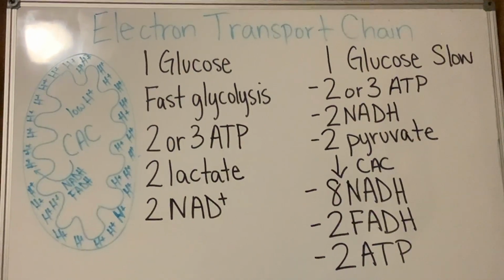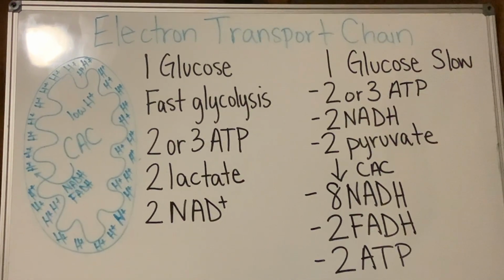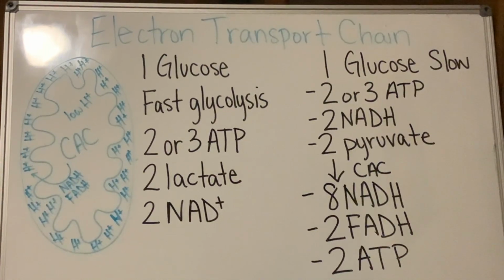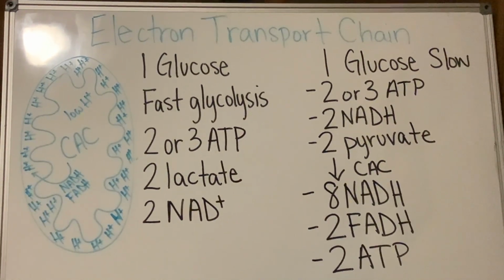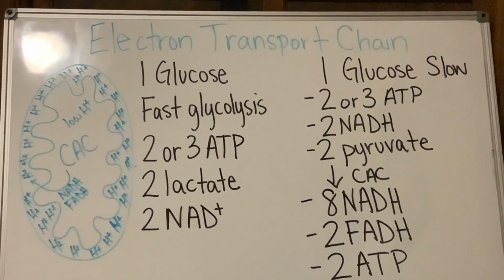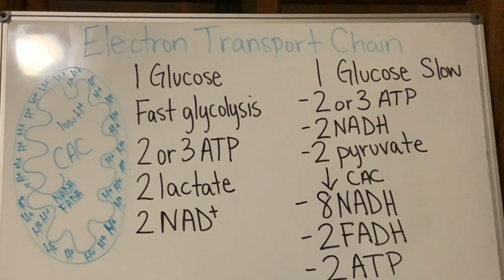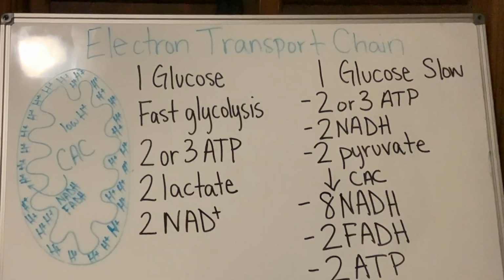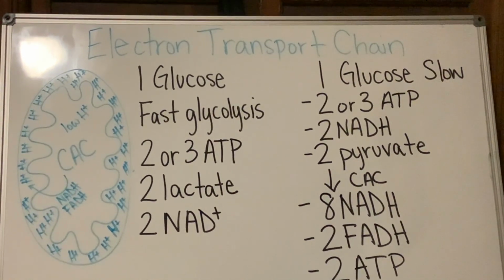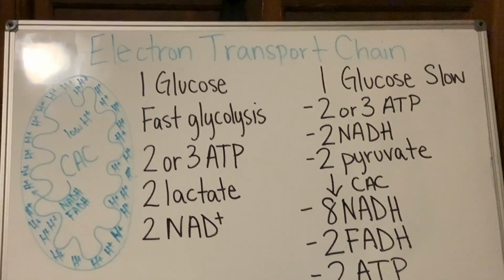Through fast glycolysis, 2 or 3 ATP are generated along with 2 lactate molecules and the regeneration of 2 NAD positive molecules. If we are able to shuttle that pyruvate into the mitochondria and put it through the citric acid cycle, not only do we end up with the 2 or 3 ATP and 2 NADH that are generated during fast glycolysis, we end up with an additional 8 NADHs, 2 FADH, and 2 ATP.